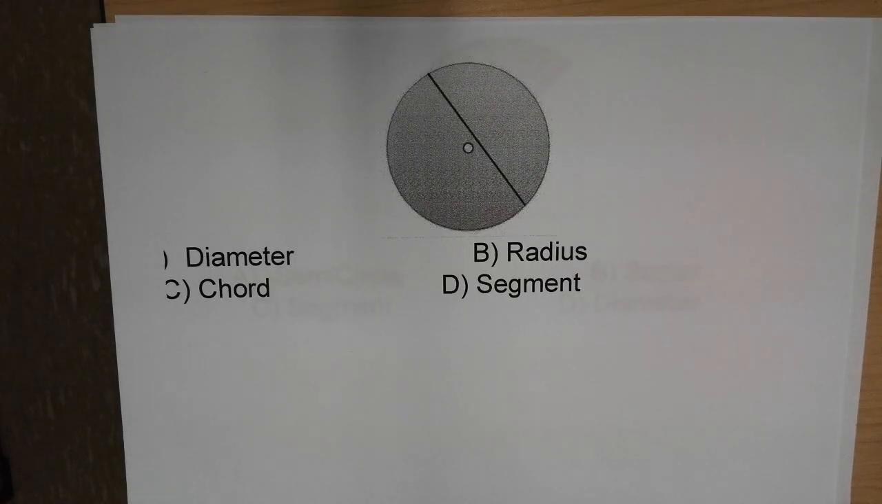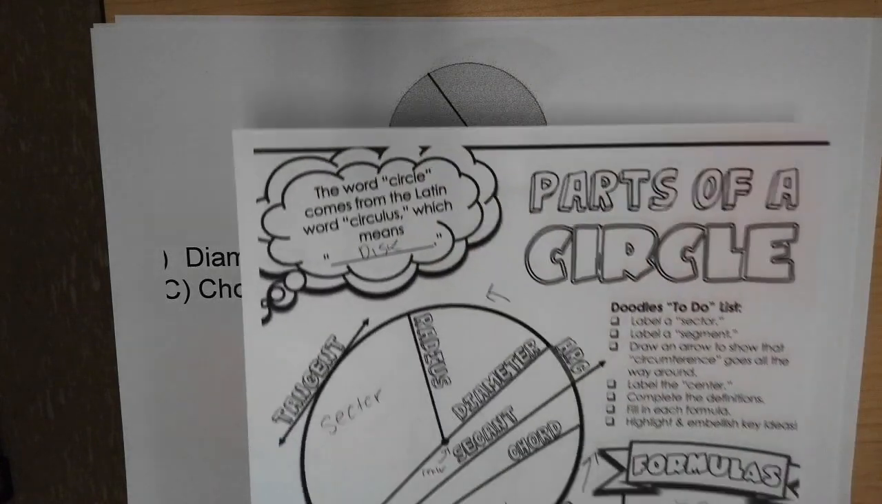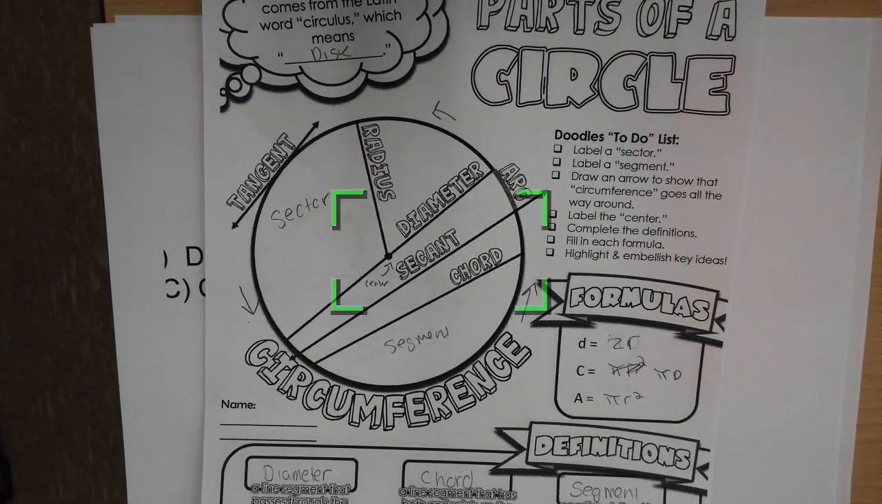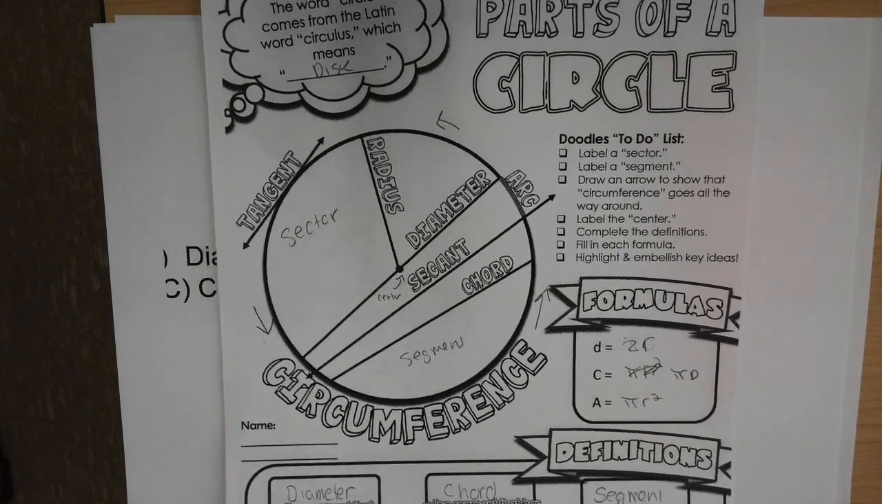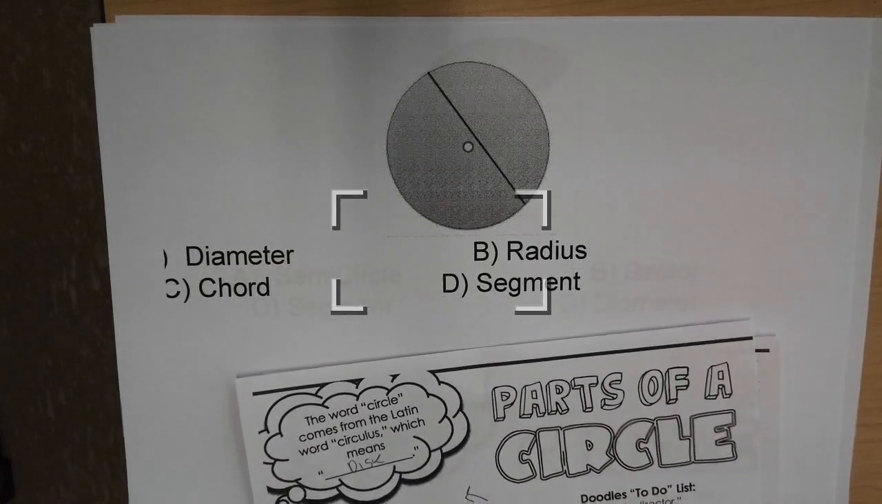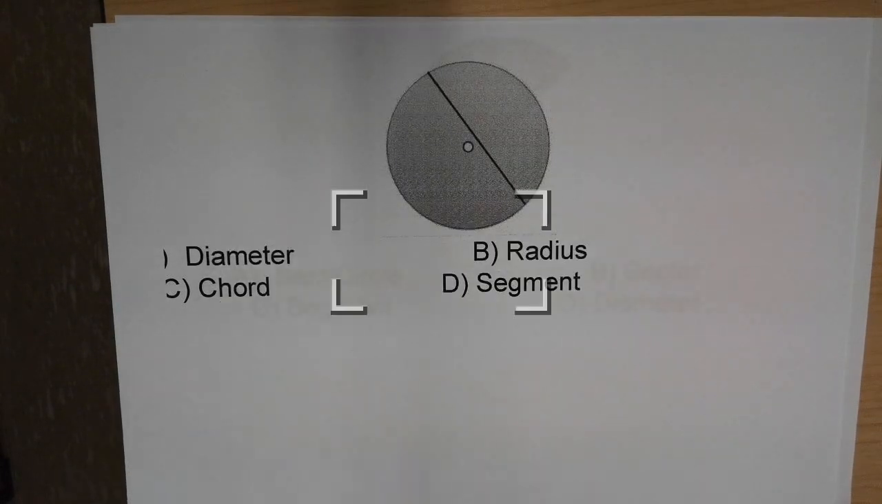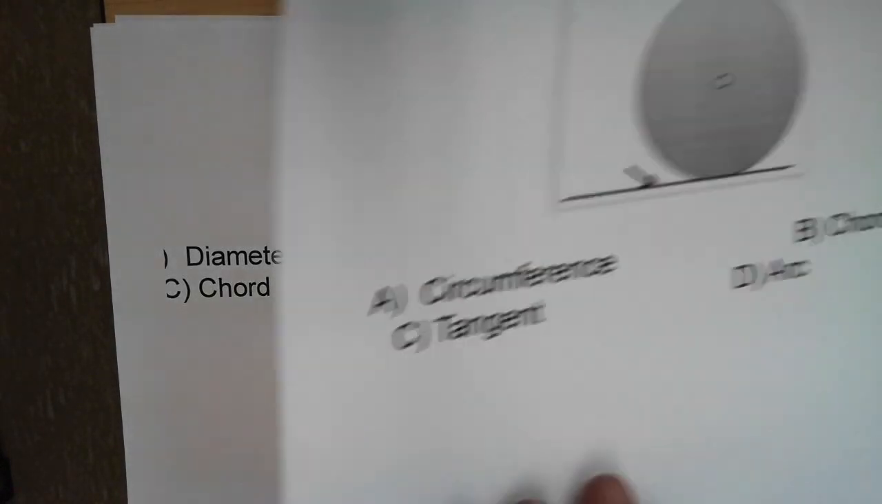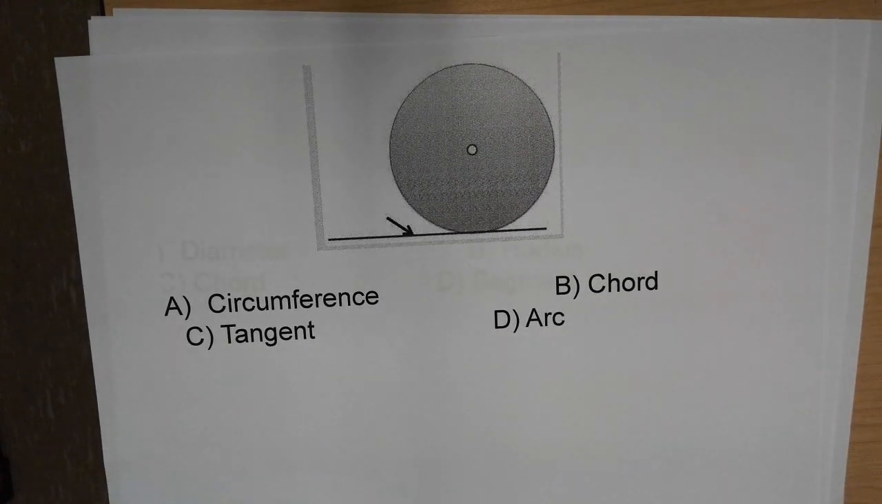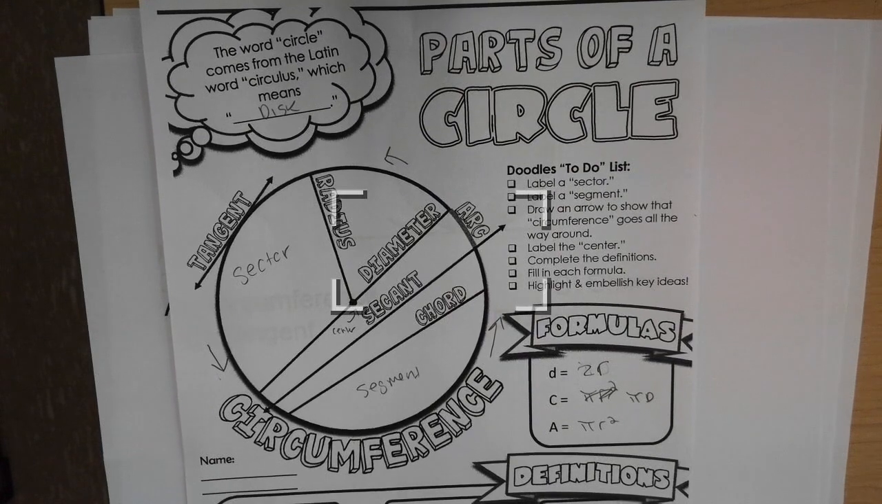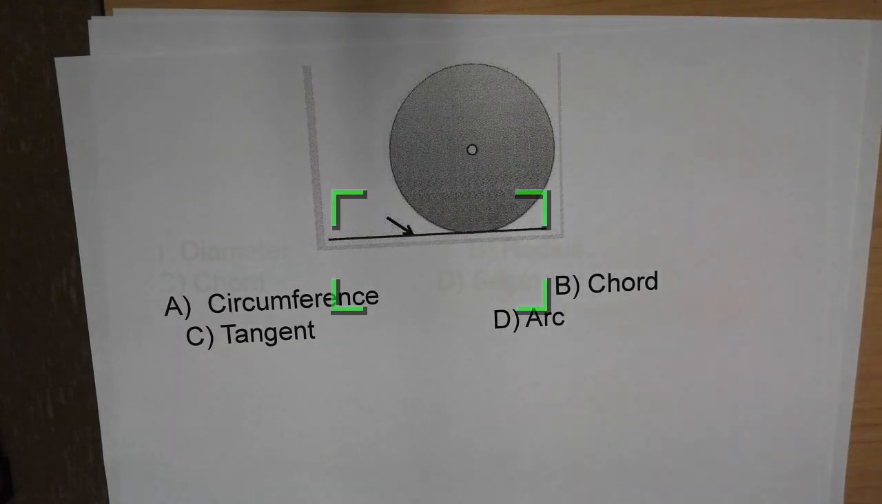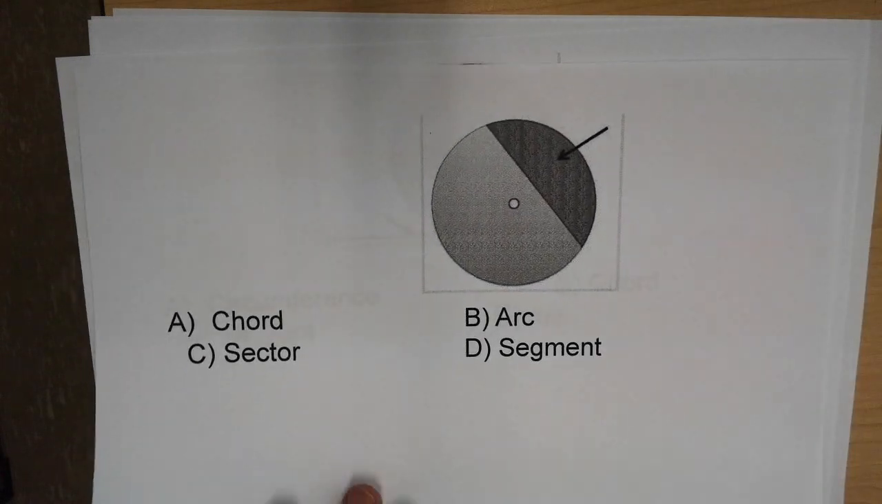Okay, so what about this one? Well, let's look back at our notes again. Do you see which one it is? Doesn't intersect. It's not going through the center. It's a chord. So C, chord, is the answer. Let's do one more. Actually, I got a couple more here. Take a look at our circle. It's a tangent. Let's do another one.